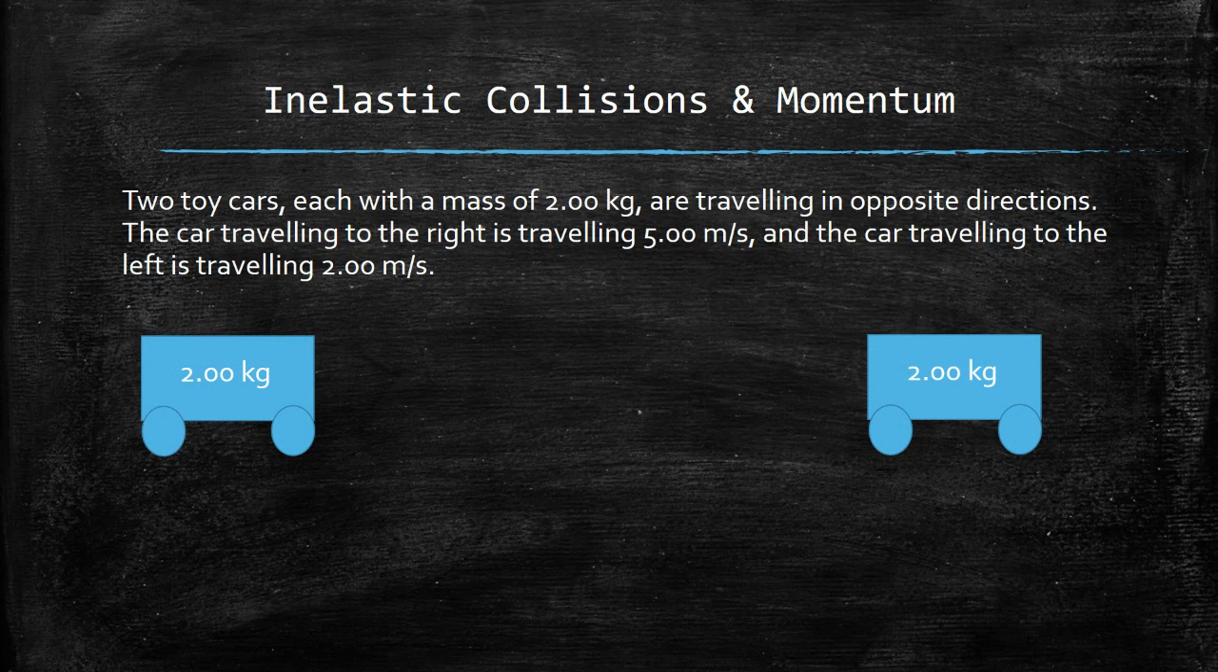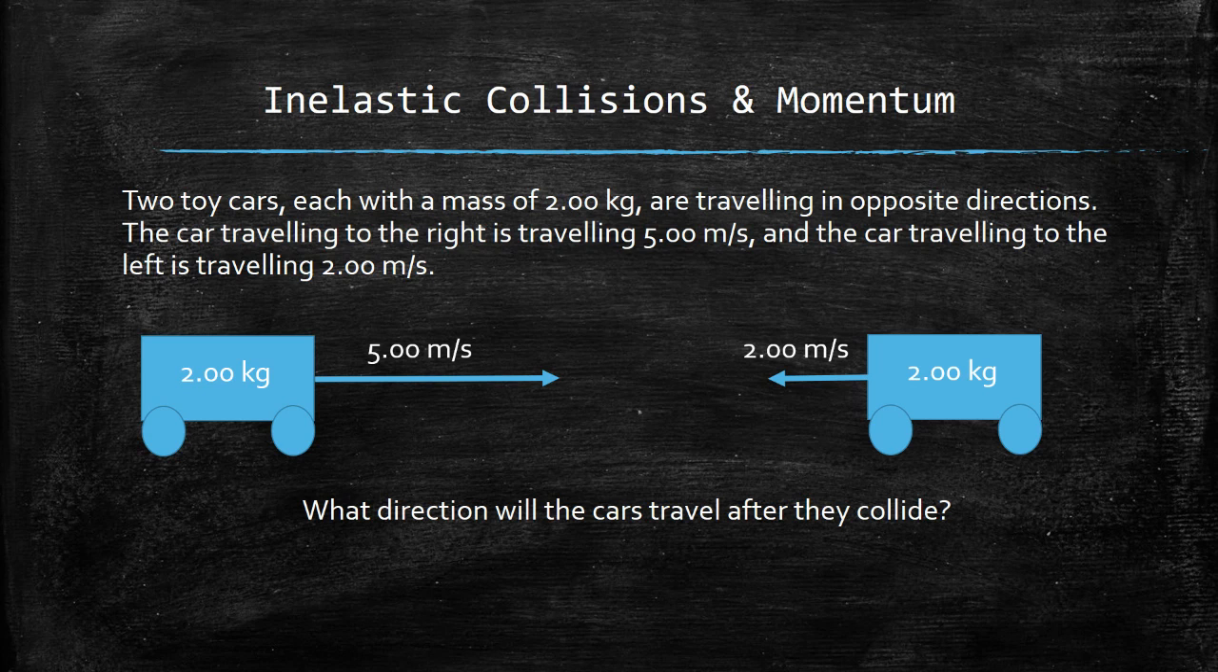So first thing to do is to draw a diagram of what's going on. So we have our two cars, and we can make some arrows representing the speed that they're traveling at. So one is going 5 meters per second to the right, the other 2 meters per second to the left. So what direction will the cars travel after they collide? So think about that for a second.